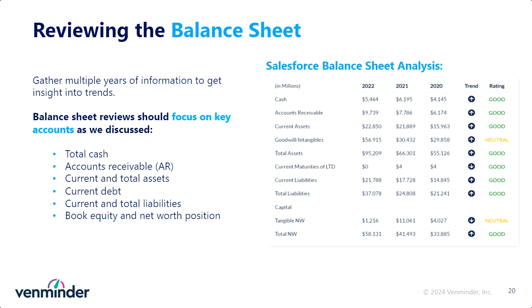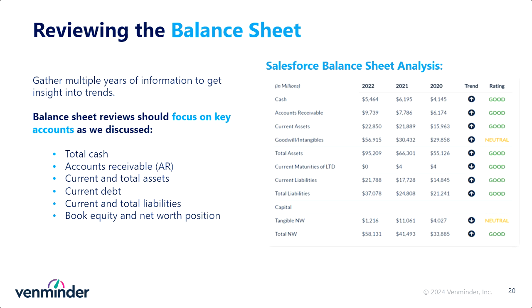Now that you have a baseline understanding of those key line items, similar to the income statement analysis, you'll want to take those pieces of information at a high level and review them line by line and in the aggregate. For Salesforce, we've extracted those key line items from their balance sheet, summarized them in a review, looked at each individual line item and rated it accordingly.